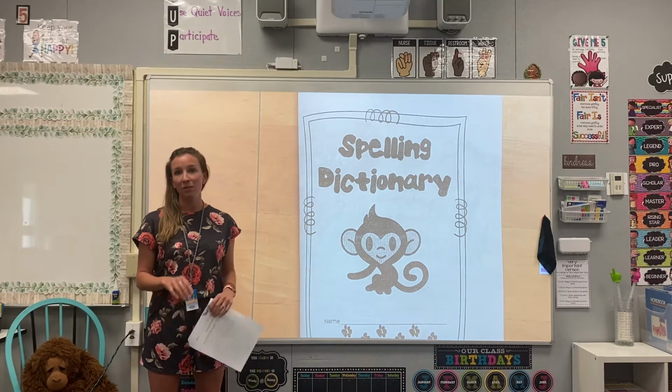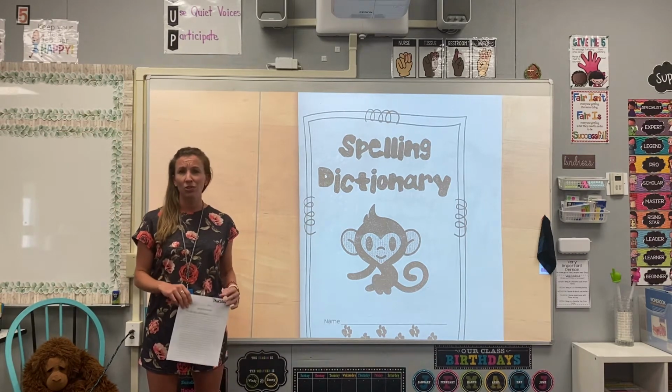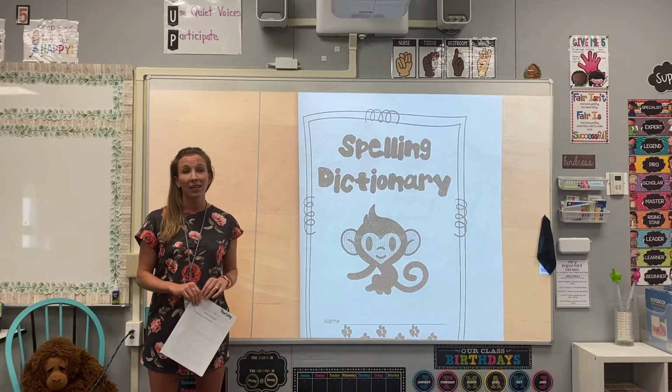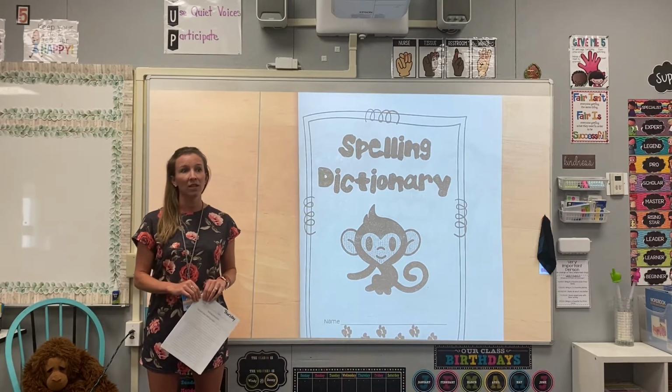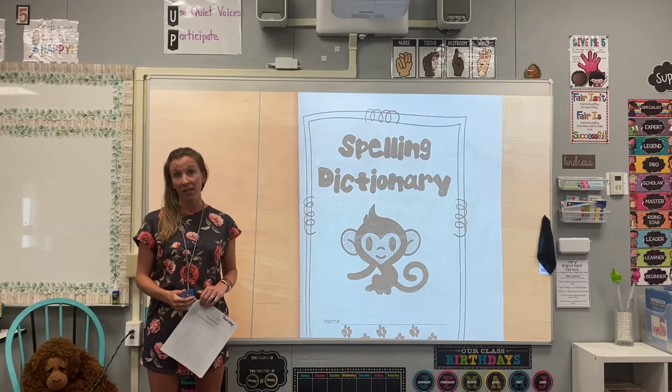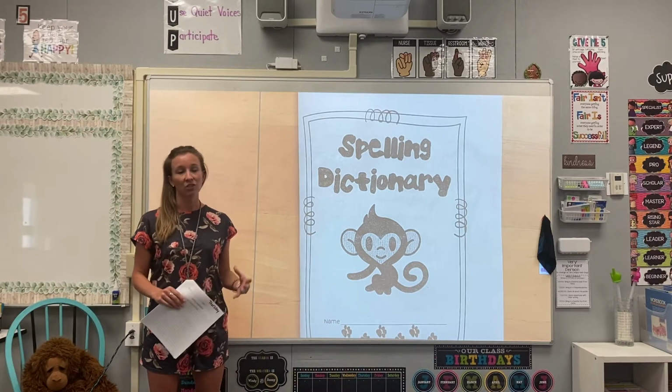Sometimes when we get busy writing, we get to a word and it's really, really tricky and we don't know what to do, and it can get really frustrating, and it can also make us stop building our stamina in writing because we take a break and we focus just on that word.